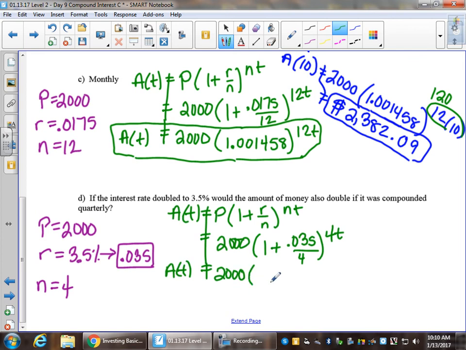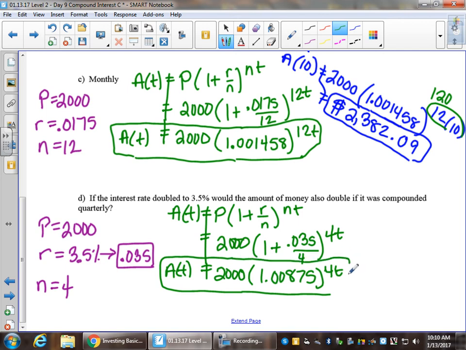Let me know what you get for the number on the inside. Our B value is going to be what? 1.00875. Good job. 1.00875. Do our models match? Yes. Great. Now what are you going to substitute in for T? 10. Yep.